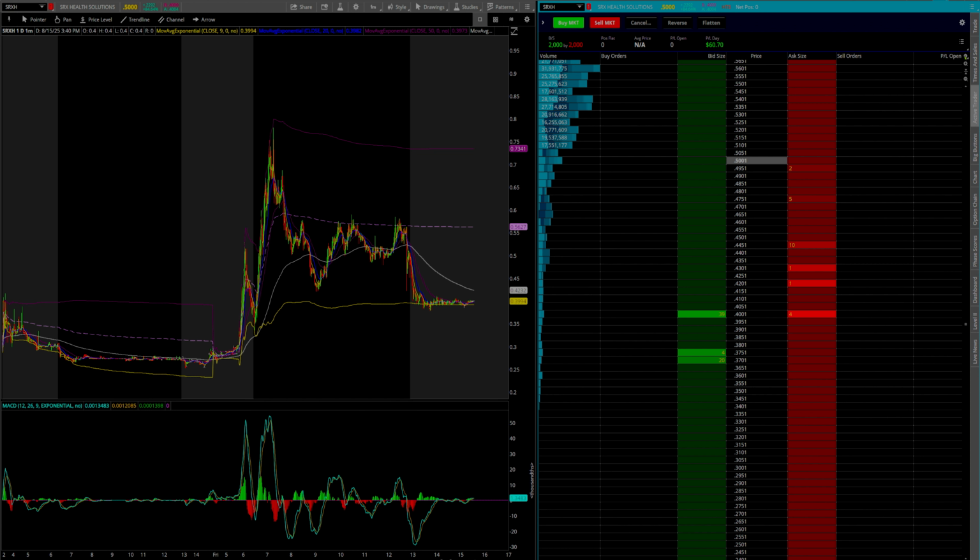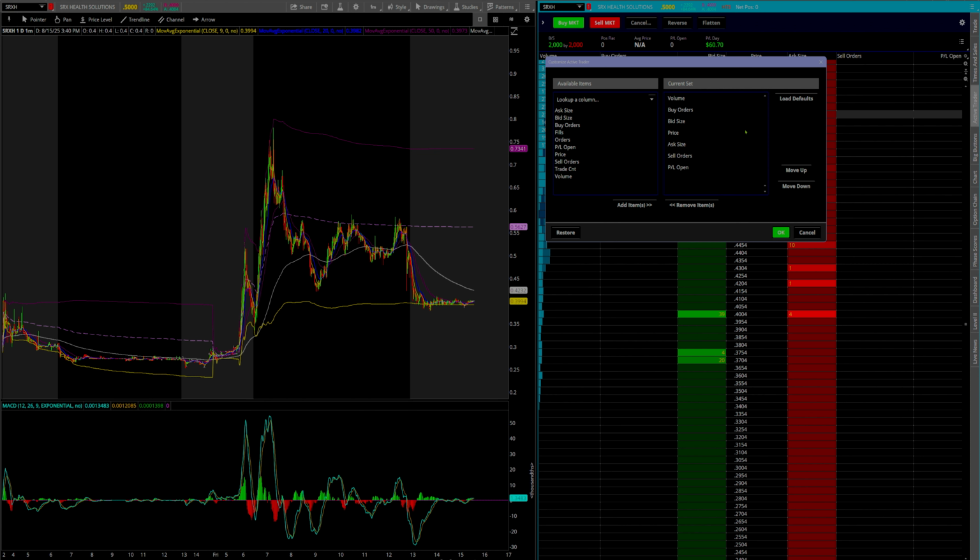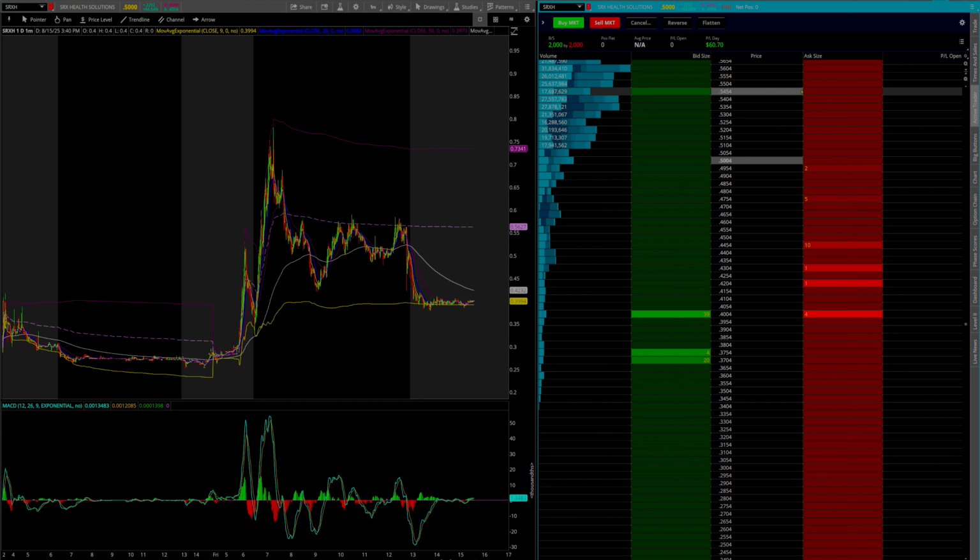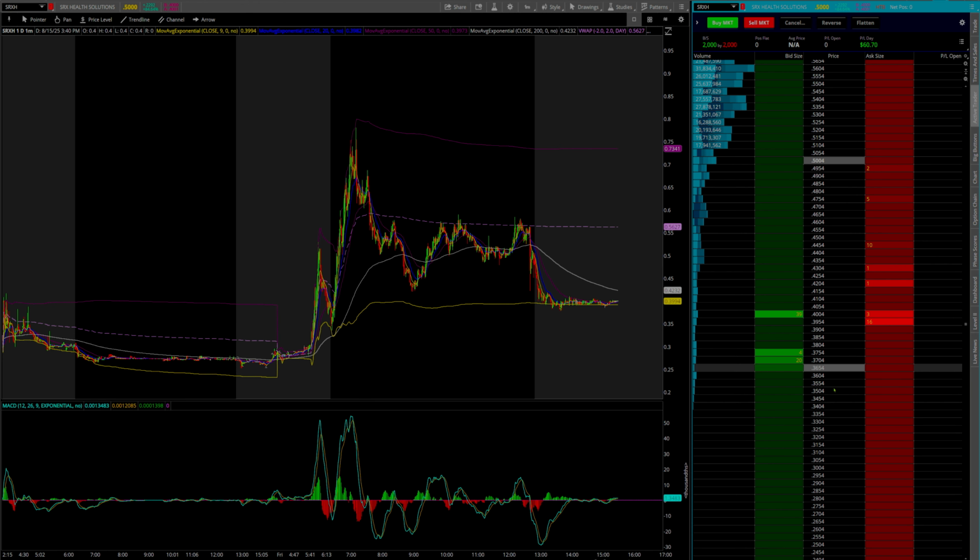I typically don't use the buy orders or sell orders, so I remove both of those to make it a little bit easier to read and view. And of course, you can squeeze this in as much as you want, or add other windows. But Webull, I think, has something similar to a ladder.